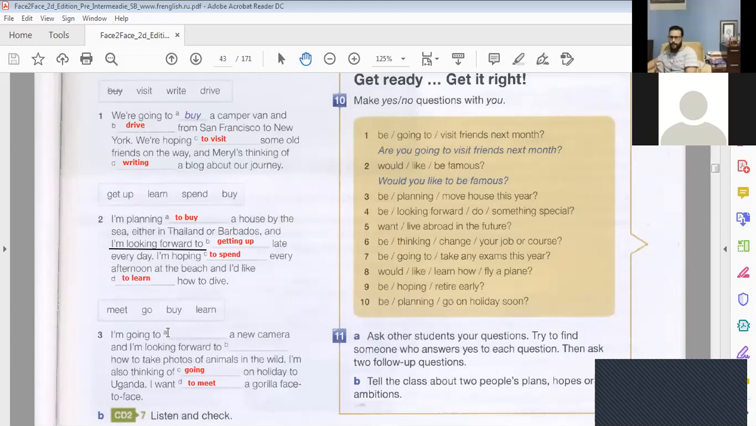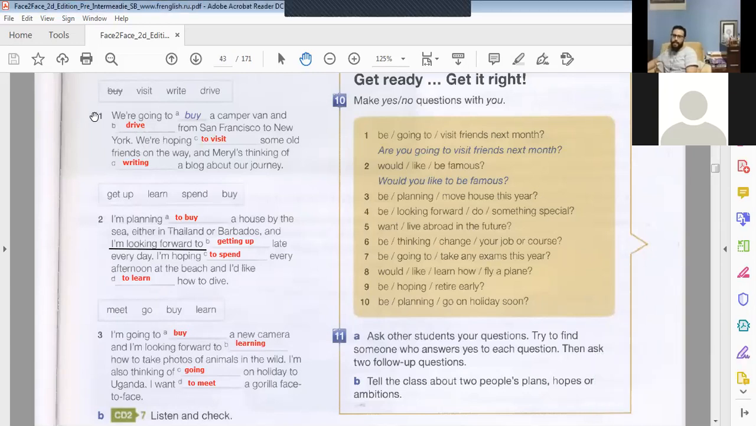Learning. To. No, to buy. Yeah, to buy, correct. Yes. And I'm looking forward to learning. Right. Okay, let's listen to the rest of it. I think the rest is correct. I'm also thinking of going on holiday to Uganda. I want to meet a gorilla face to face. All right, so all of it is correct now. Yes. All right, can you read them?